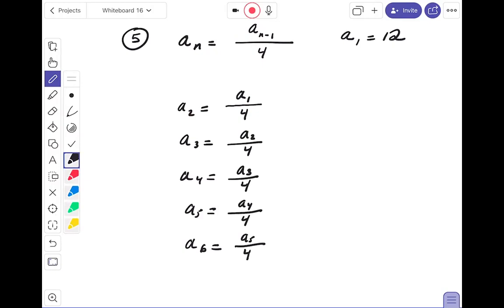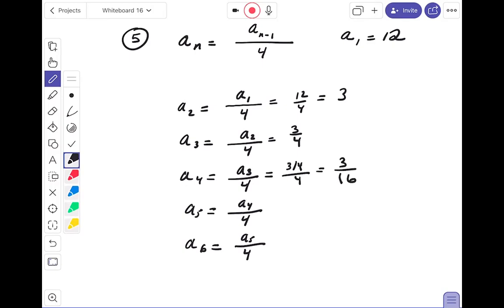Well, do I know what A1 is? I do. It's 12. So this would be 12 quarters, which is 3. All right, so A2 is actually equal to 3. Now, again, to get A3, do I know A2? Yeah, I just did it. It's 3 quarters. All right. Now, what's A4? It's A3, which is 3 quarters over 4, which is 3/16. Yes, you're expected to simplify.